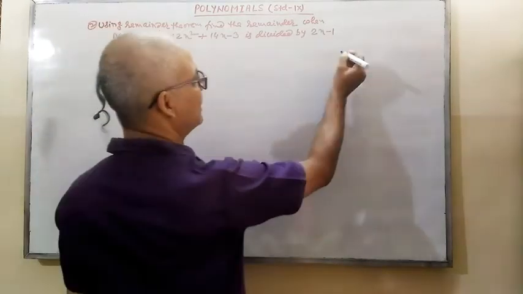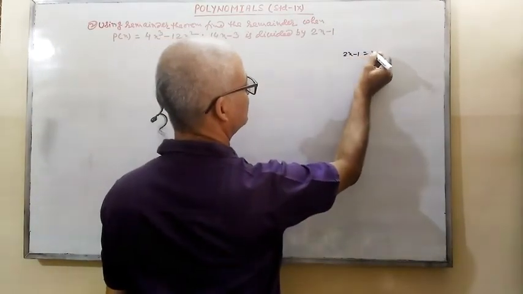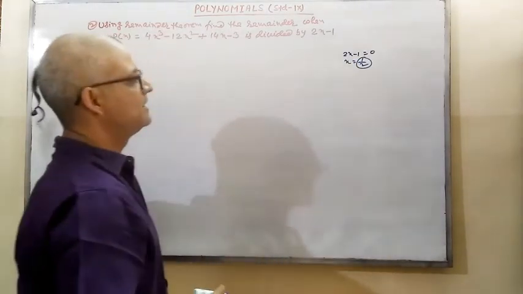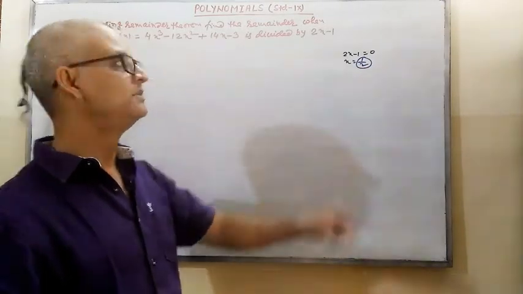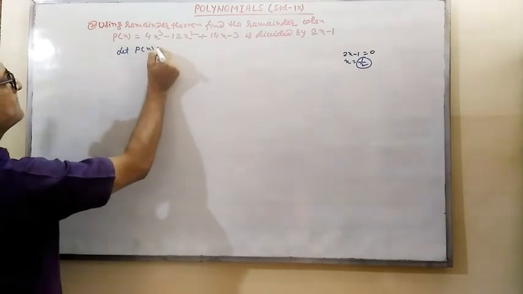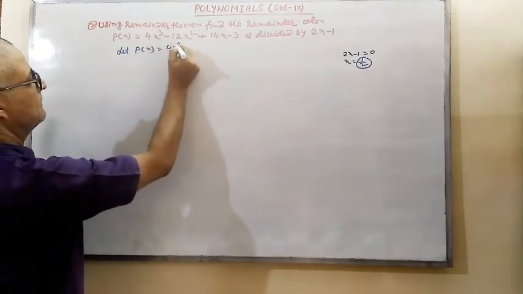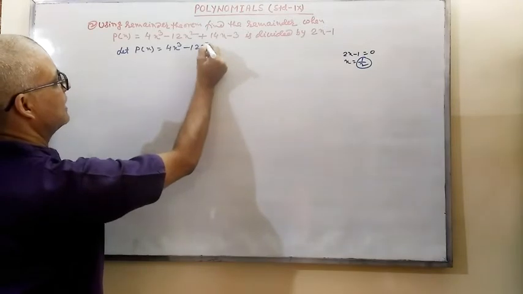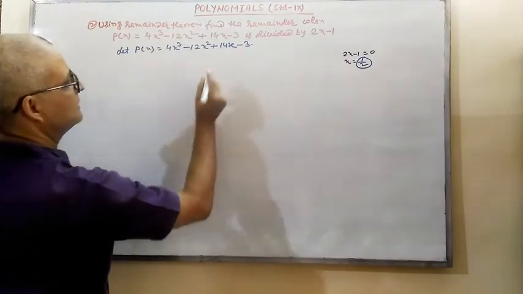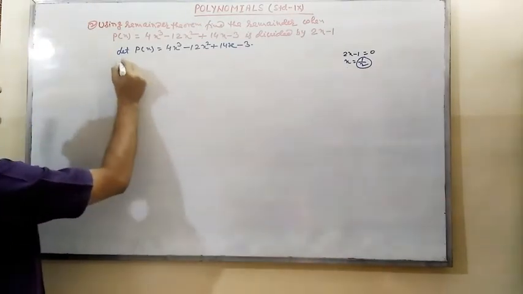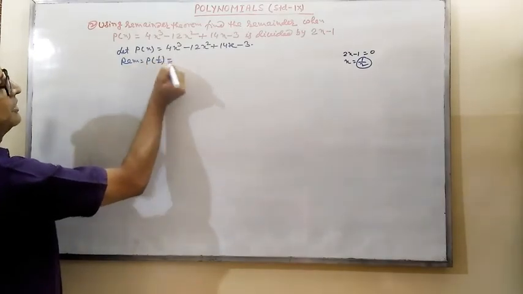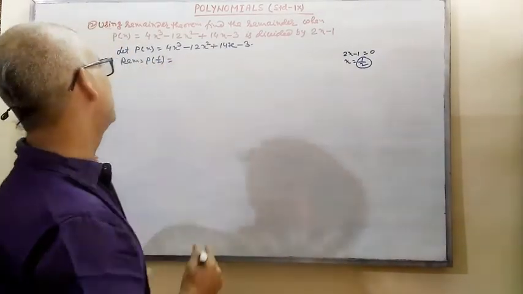So now 2x minus 1 is equal to 0, so x is equal to half. It means the remainder is p(1/2). So now here p(x) is equal to 4x cube minus 12x square plus 14x minus 3. Now the remainder is equal to p(1/2), because the x value is half, so a is half.